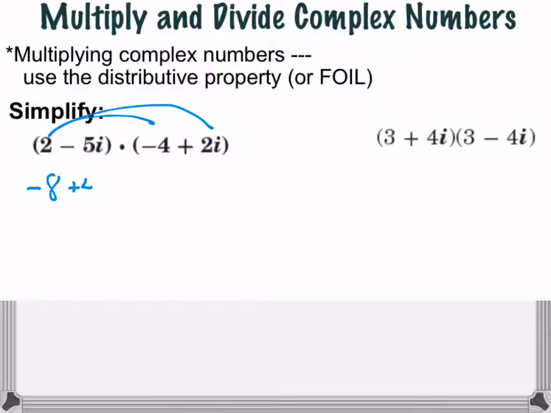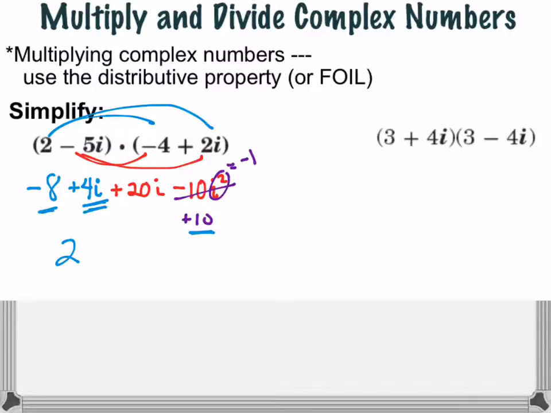Alright, if we're multiplying complex numbers like so, you're just going to distribute or FOIL them out. So 2 times both of those, and the -5 times both of those. Now we combine like terms, recalling that i squared is a -1, so that -10i squared is really like a positive 10. So now we combine like terms. 10 minus 8 is 2. 4 plus 20 is 24i.